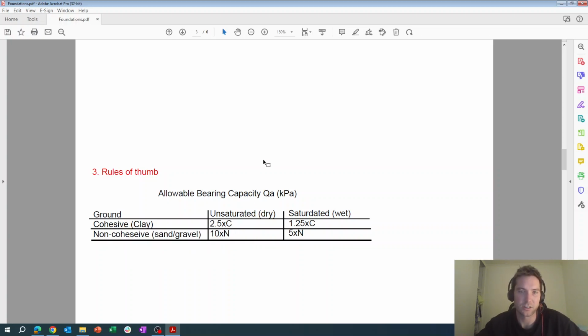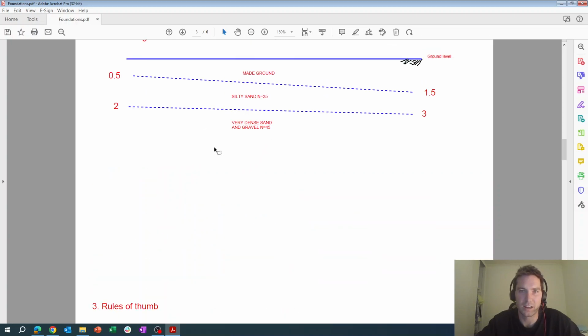In an unsaturated soil, i.e., not within the groundwater table. If it was within the groundwater table, you simply halve it, and that is your bearing capacity. For this particular question, we haven't been given any cohesive soils. We've been given granular soils, so we've just got the silty sand here and the very dense sand, and they just give us the end values of the SBT test.